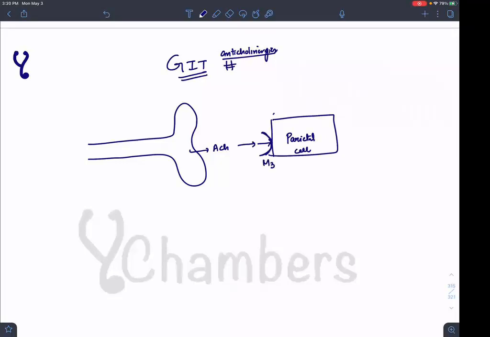This is where you get lagged. You don't understand, then you get confused. Oh, is it M1 here or M3? M1 is here, M1 is controlling the secretion. M1 is here and M3 is here.